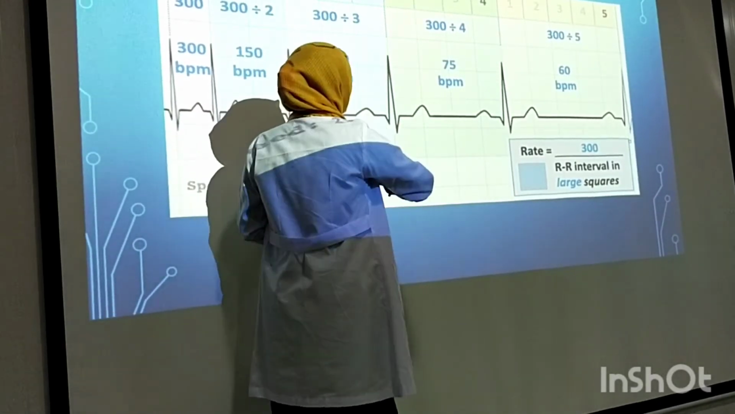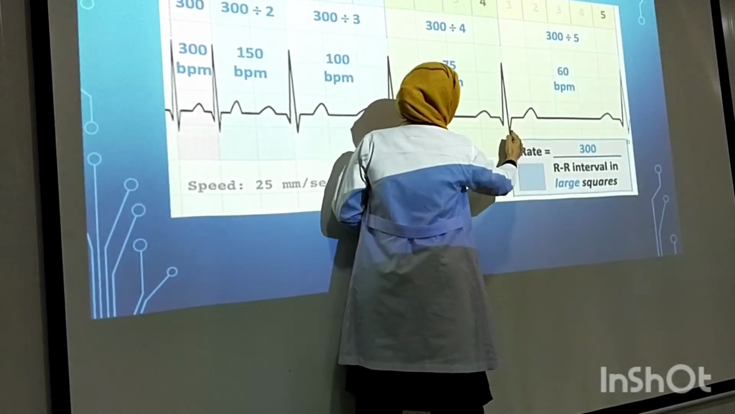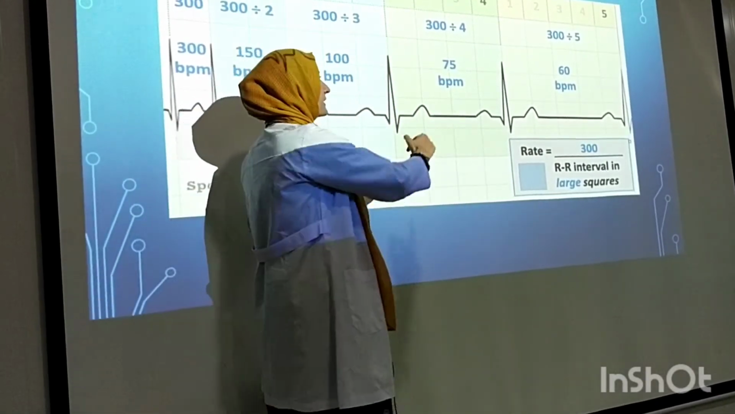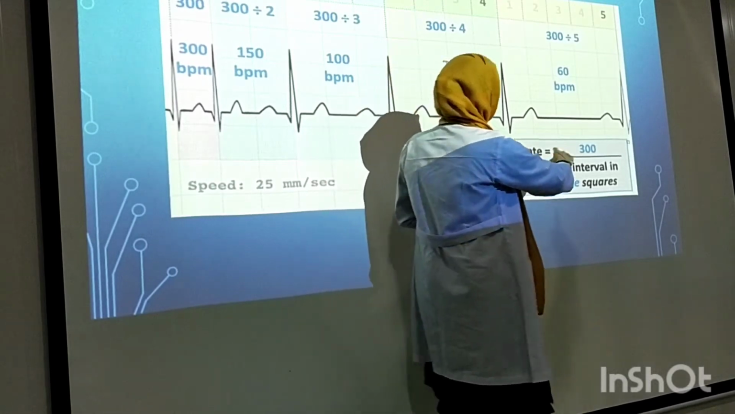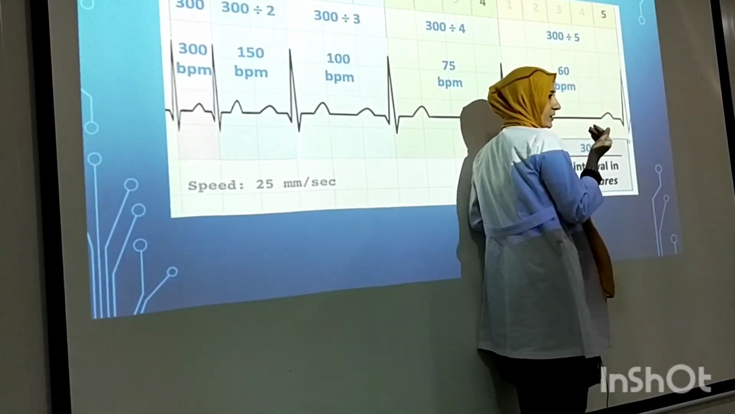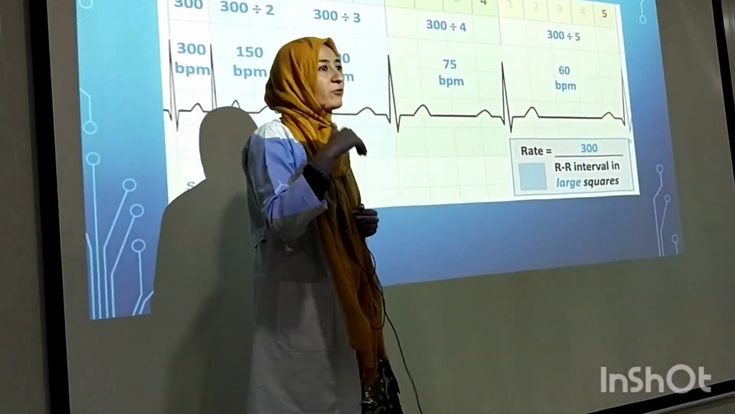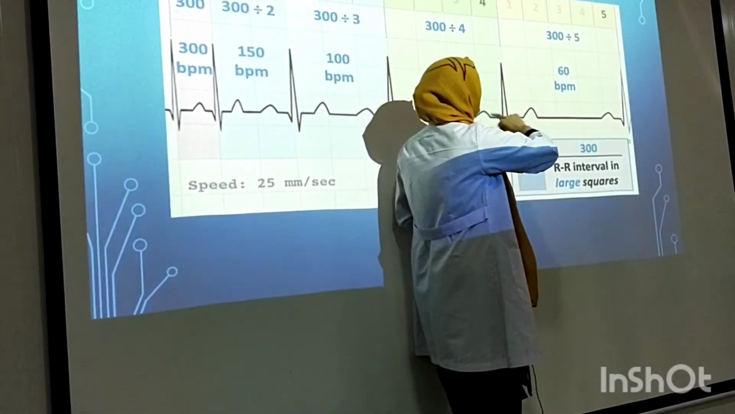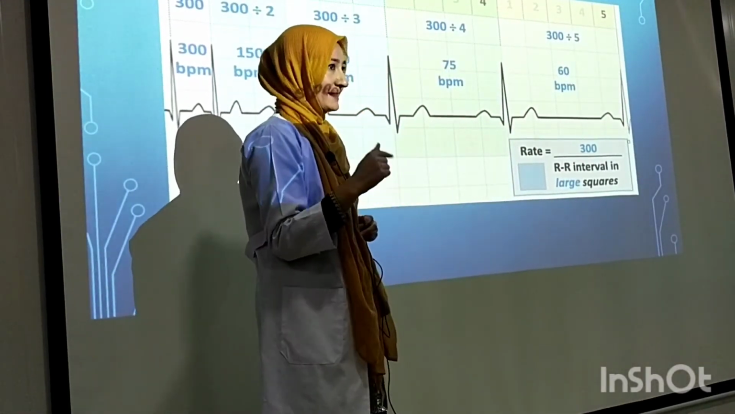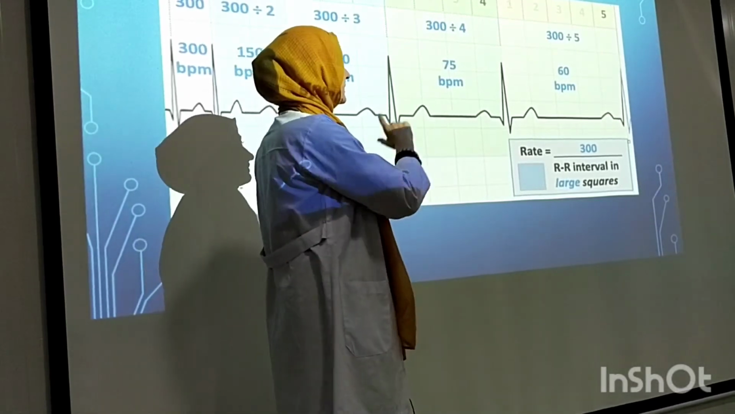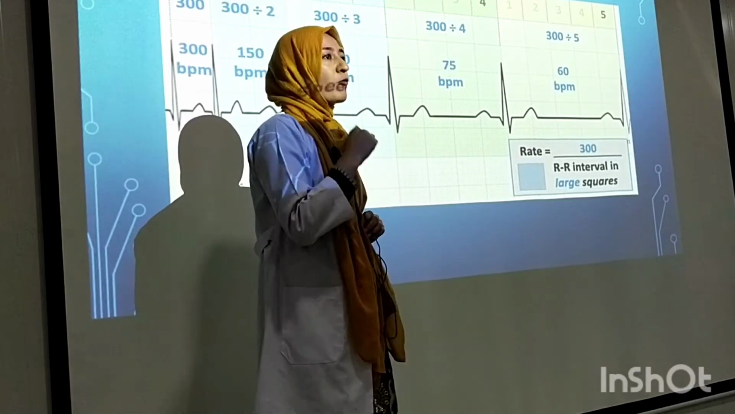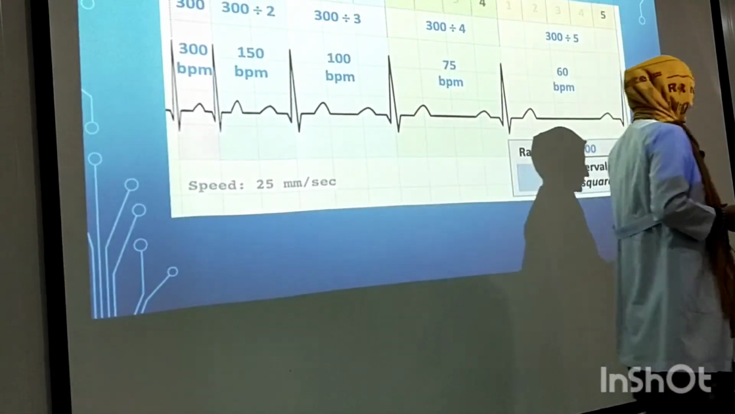So after 100, if the distance between two R waves is 1, 2, 3, 4, four big boxes, then the heart rate is 75. And if the distance between two R waves is 5 big boxes, then it's 60 beats per minute. Next is 50. If the distance between two R waves is 6, then the heart rate is going to be 50. And similarly, if the distance is 7 big boxes, then the heart rate is going to be 43. So we know it already.